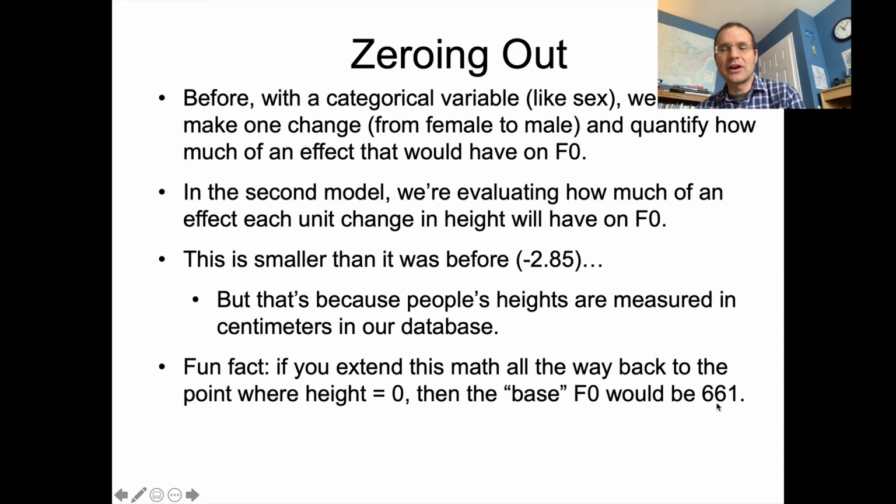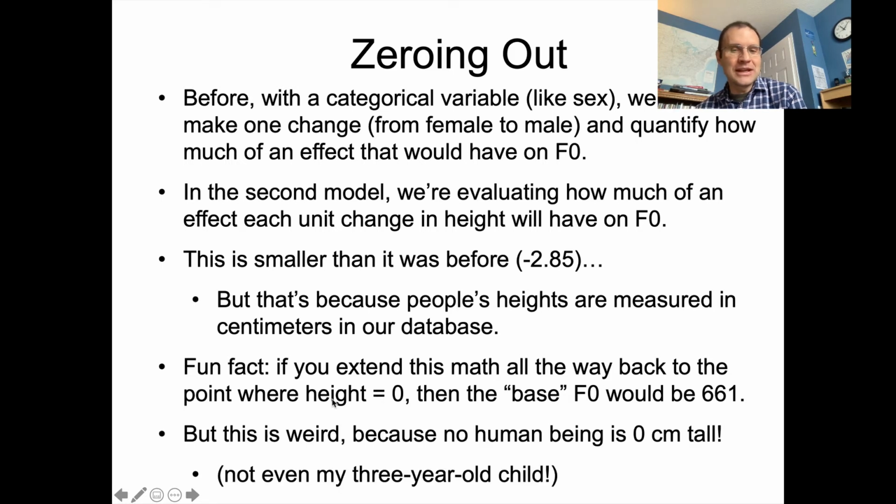And the model is saying we start out at 661 hertz, and then for each centimeter in height that we add on top of that, the average F0 will go down by about 2.8. So by the time you get up to female speaker heights, you'd wind up with an average F0 of about 210 or so, right? But the problem with this is nobody is 0 centimeters tall. So this sort of landmark doesn't make sense for this particular set of data.